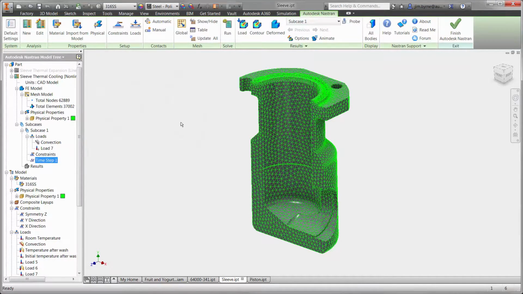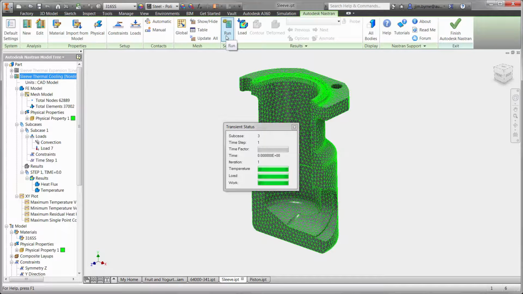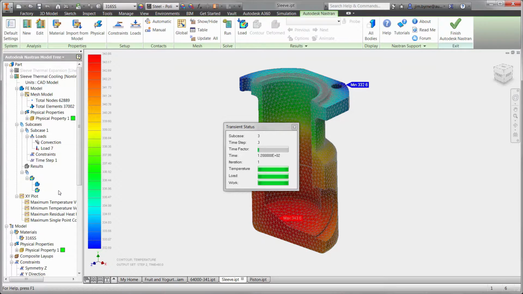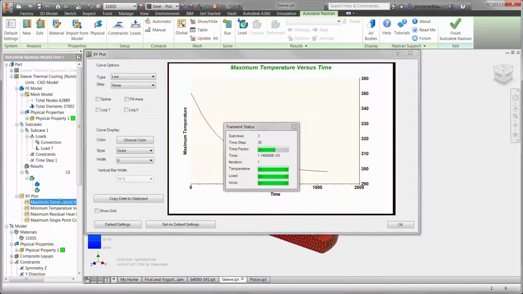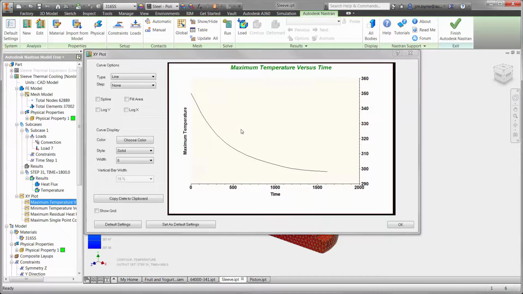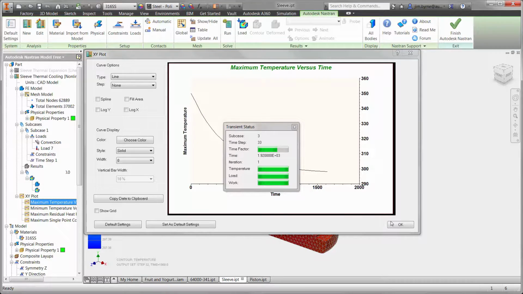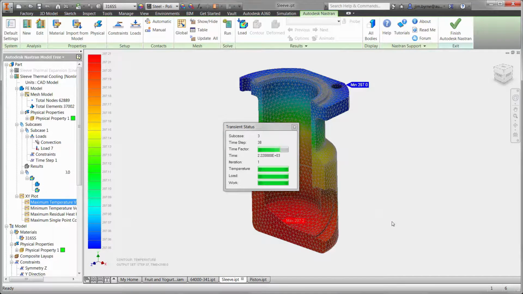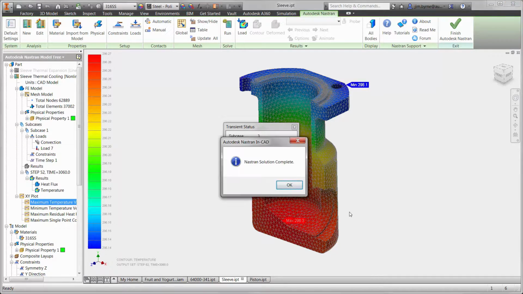After running the study, we are able to determine the maximum temperature of the sleeve at every minute of this range in time. The beauty of running nonlinear studies is the ability to view the results as it's running. Not only can we view the temperature results, we can also take a look at the maximum temperature over time. This is a huge time saver for studies that take longer to run. We are able to take notes early before the analysis is finished, or stop the calculation at will and make changes to the setup if necessary.